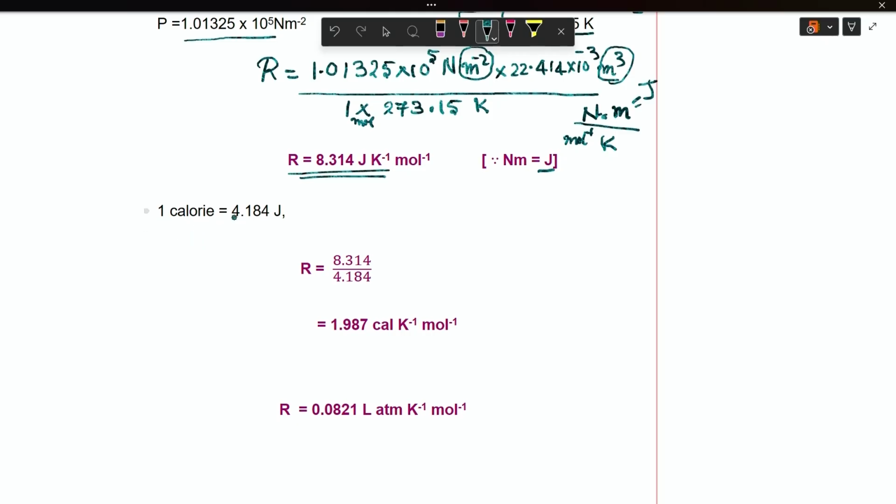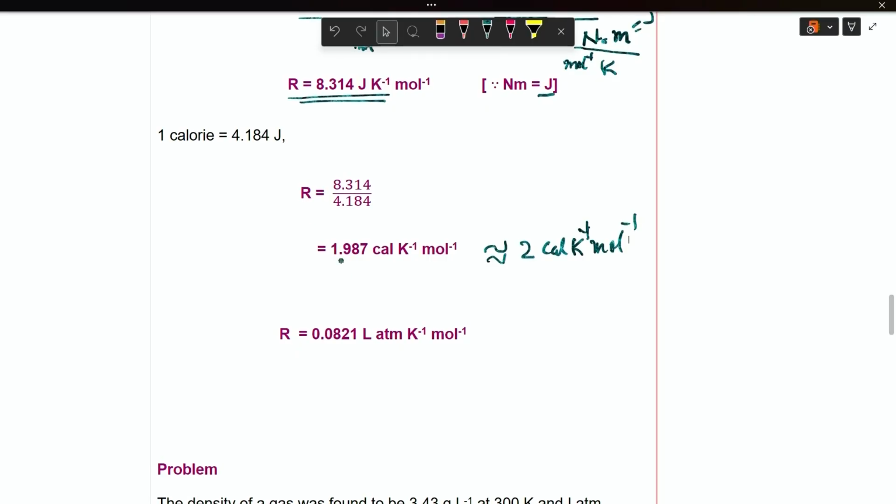1 calorie is equal to 4.184 joules. Now, we know that 8.314 joules, that is the value in SI units, divided by 4.184 will give you 1.987 calories per Kelvin per mole, or in some cases they will put it as 2 calories per Kelvin per mole. That is an approximation, because 1.987 they are taking approximately equal to 2.